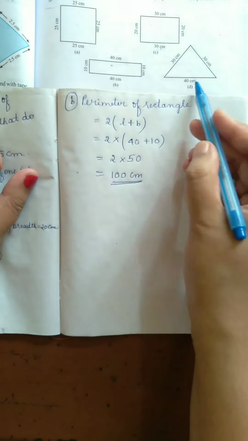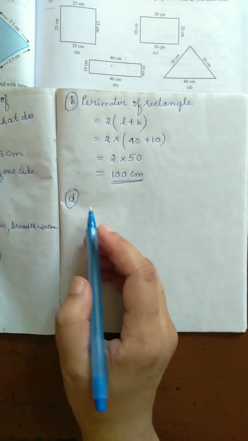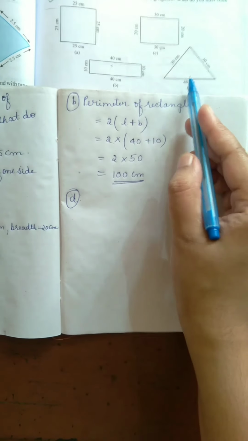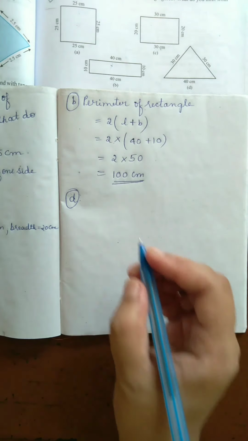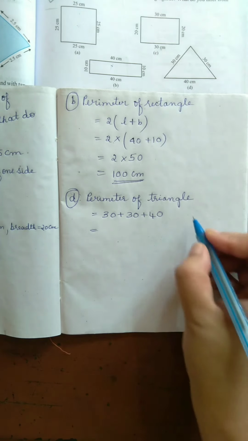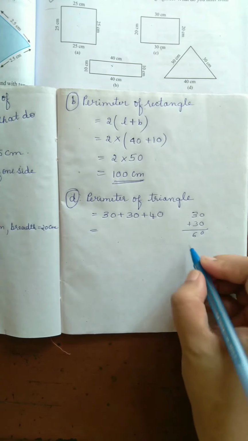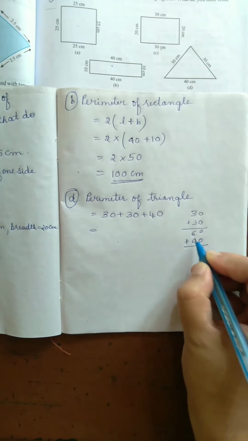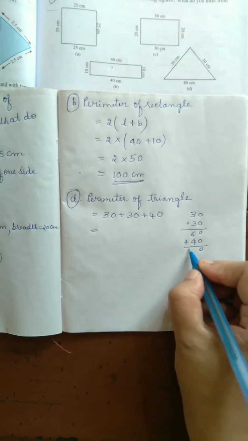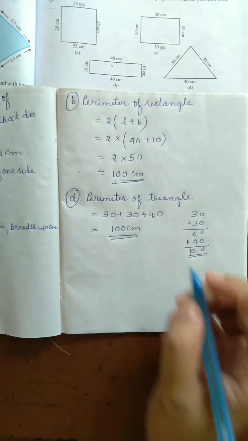Now, we shall solve the D problem. C was solved earlier. Now it is D problem. We have the triangle. So perimeter of a triangle. All the three sides are different. So we shall add all the three sides. Therefore, while adding all the three sides of a triangle, 30 plus 30, 0, 3 plus 3, 6. So 60 plus 40, 0, 6, 7, 8, 9, 10. So, the perimeter of a triangle is equal to 100 centimeter.